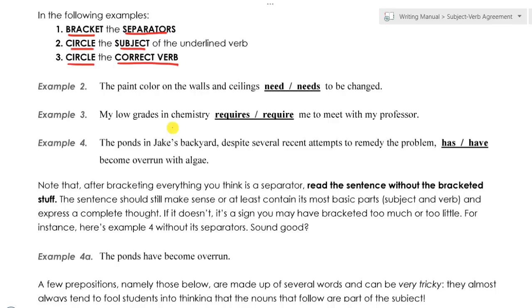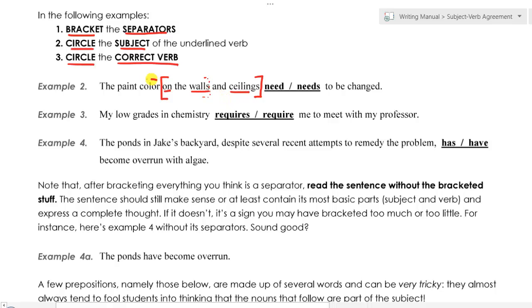Example 2: the paint color on the walls and ceilings needs to be changed. So what we're going to do is spot this preposition. We're going to start our bracket there. Now be careful of ending your bracket after walls. This preposition on actually has two objects, walls and ceilings, both plural nouns. I'm going to end my bracket after ceilings, and then, the whole point of bracketing that separator is to read the sentence without the separator, and most likely we will be able to tell very easily what verb we need.